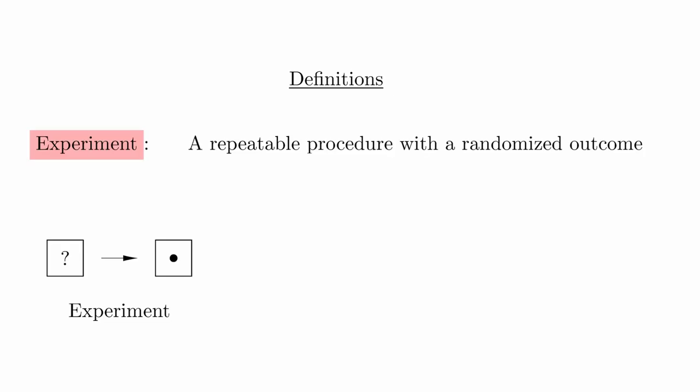In probability theory, an experiment is a repeatable procedure that results in a randomized outcome. This can be either a practical procedure, like dealing cards or drawing balls from an urn, or these can be hypothetical constructs, like modeling how long you wait in line at the grocery store. The important feature for us is that our experiments are repeatable. This means we can set up the same conditions over and over again and get consistently random results.